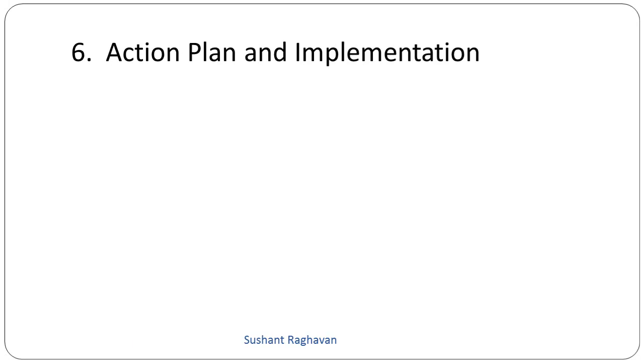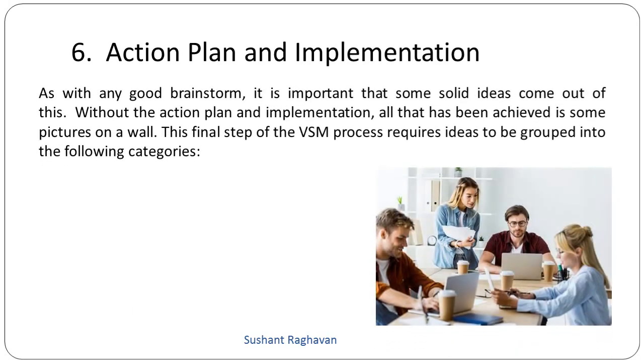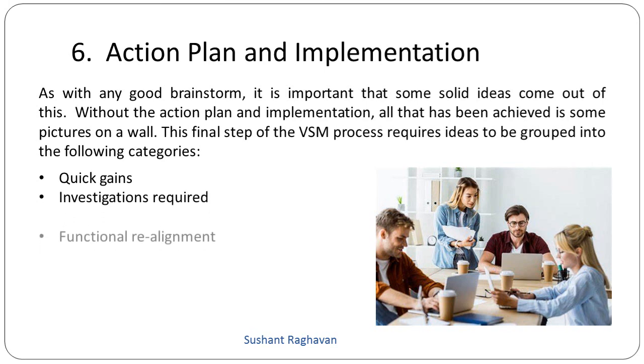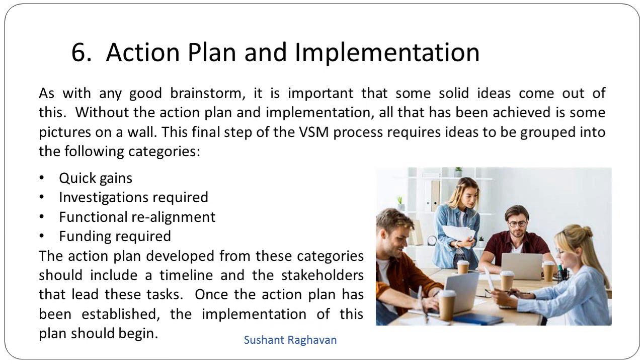Action plan and implementation. As with any good brainstorming, it is important that some solid ideas come out of this. Without the action plan and implementation, all that has been achieved is some pictures on a wall. This final step of the VSM process requires ideas to be grouped into the following categories: quick gains, investigations required, functional realignment, funding required. The action plan developed from these categories should include a timeline and the stakeholders that lead this task. Once the action plan has been established, the implementation of this plan should begin.